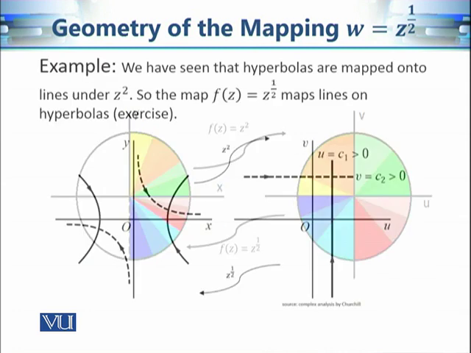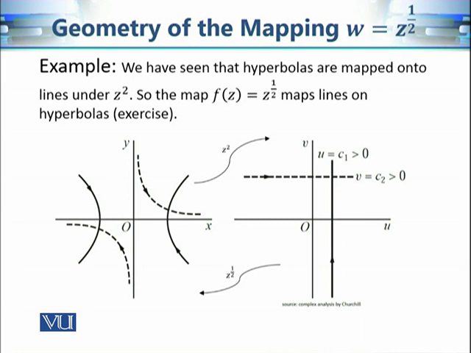Similarly, remember when we applied z square on the hyperbolas, they became horizontal and vertical lines. Now, of course, if we apply this principal root function onto straight vertical and horizontal lines, then we should be able to get hyperbolas. I am going to leave this fact as an exercise for you, and this is exactly the opposite of the case that we studied for the z square map.